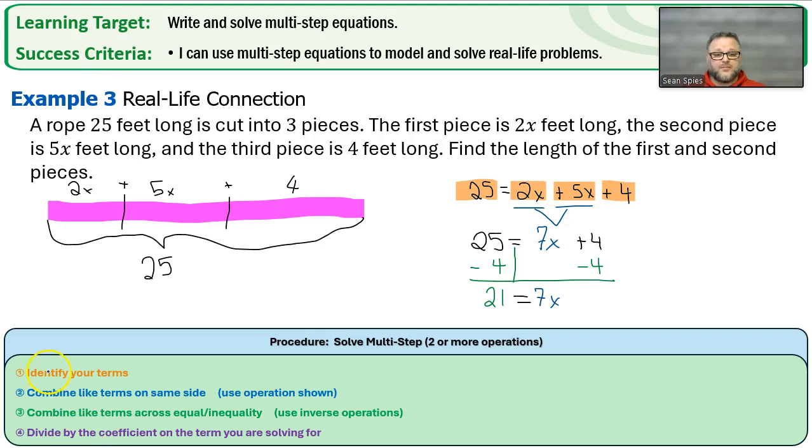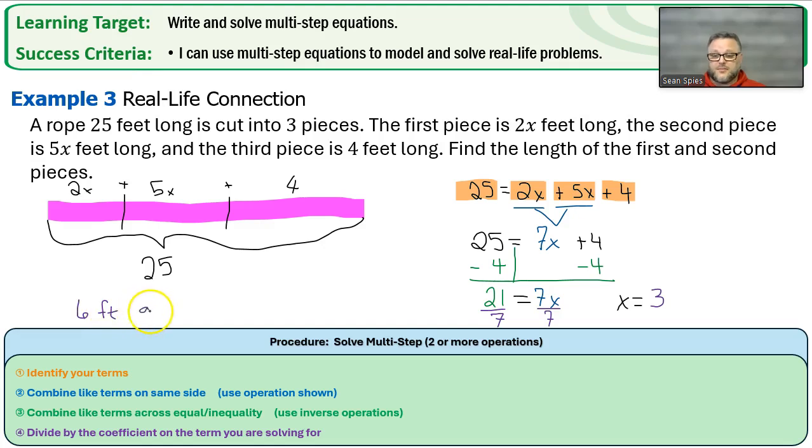Lastly, we're going to divide by the coefficient. After I divided by the coefficient of 7 on both sides, I find that x equals 3. Now don't make the mistake of thinking this is your final answer. It asks us to find the length of the first and second pieces. Our first piece was 2 times x, so our first piece is going to be 2 times 3, or 6 feet long, so 6 ft.